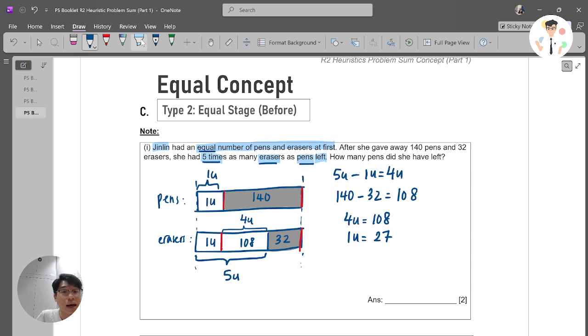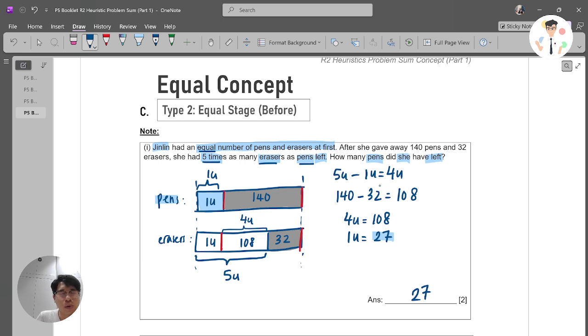Are we done? Let's double check again. Now, last part. How many pens did she have left? Pens that I left. White color is what I left, right? It's actually how many units? 1 unit. So the answer is 27. Yes, and you are done for this question. Okay, I hope you got it. This is basically how this question works.